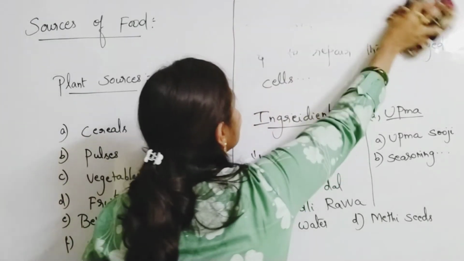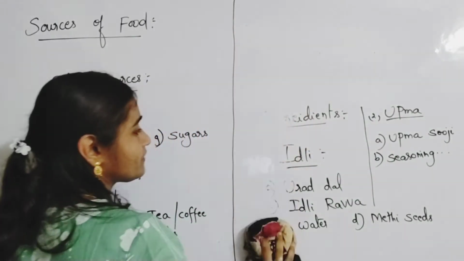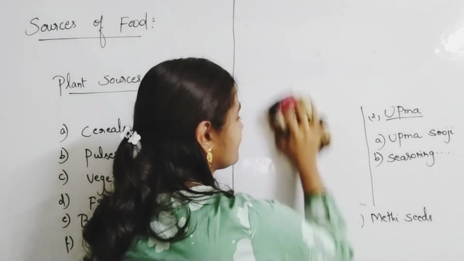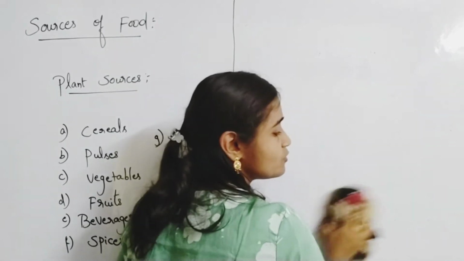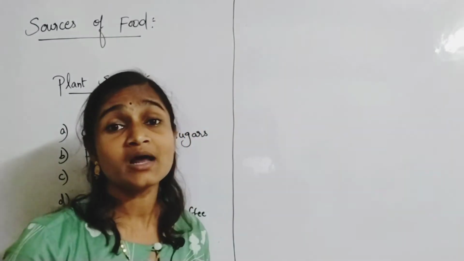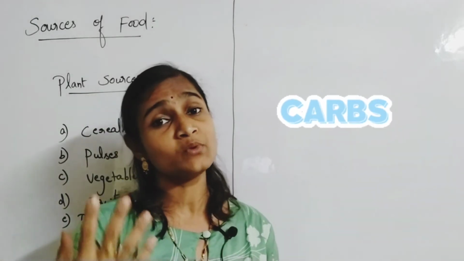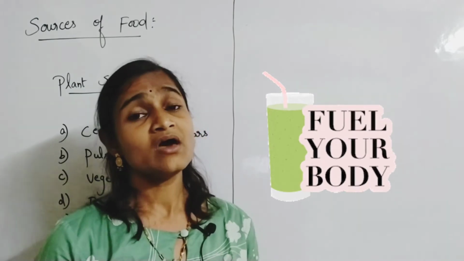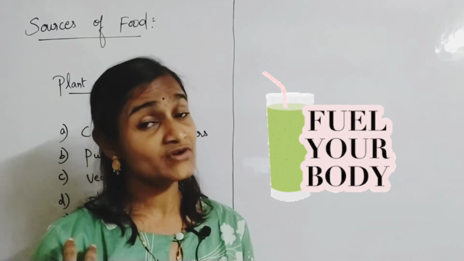First we have to learn about cereals. What are cereals? Cereals are a type of grains which are rich sources of carbohydrates. You all know that our body requires carbohydrates, proteins, vitamins, and minerals. All of these are required for the healthy growth of our body.